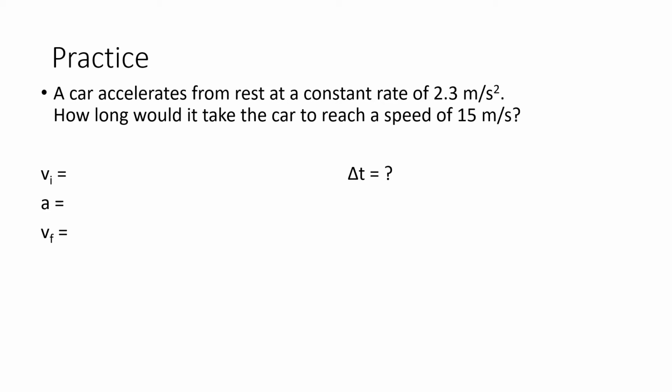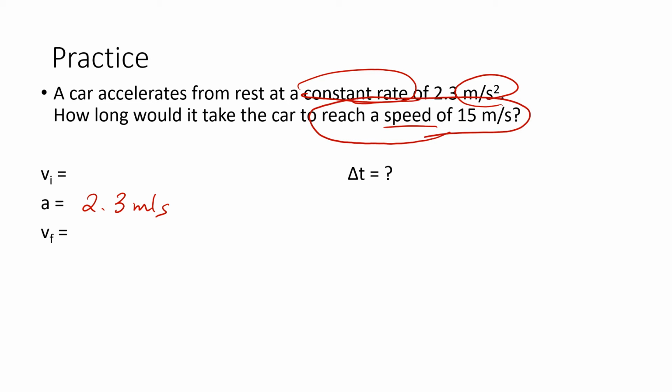A car accelerates from rest at a constant rate of 2.3 meters per second squared. How long would it take the car to reach a speed of 15 meters per second? I know it's worded a little differently. Constant rate, meters per second squared, that's going to be my acceleration. Trying to reach a speed, so 15 meters per second is my final. Starting from rest, 0 meters per second. How long would it take? That's my time.